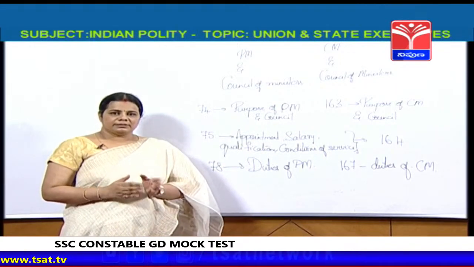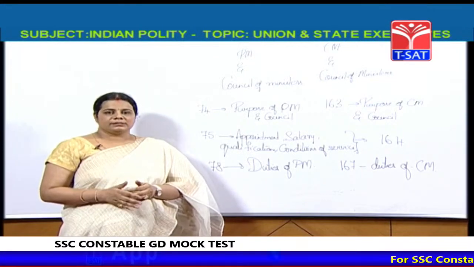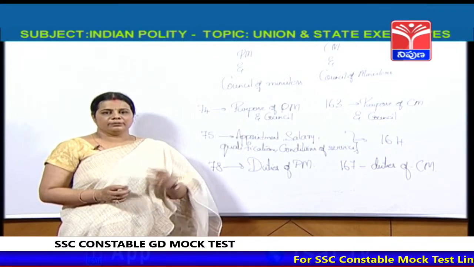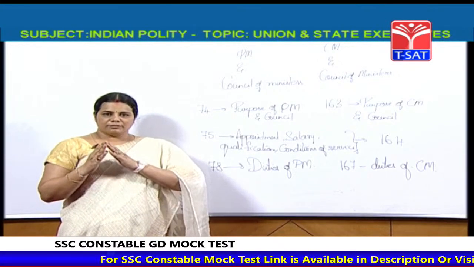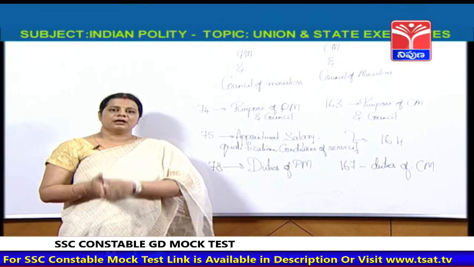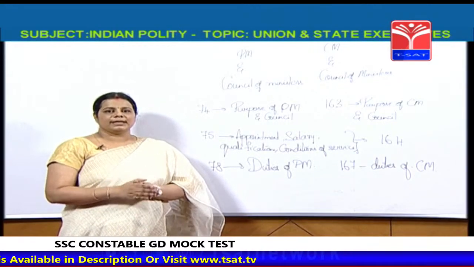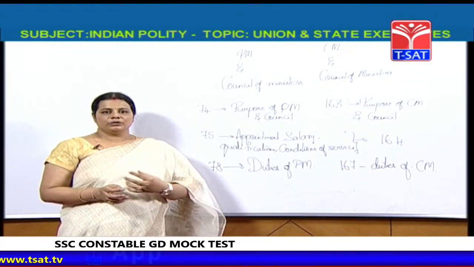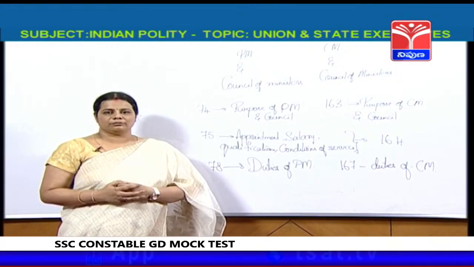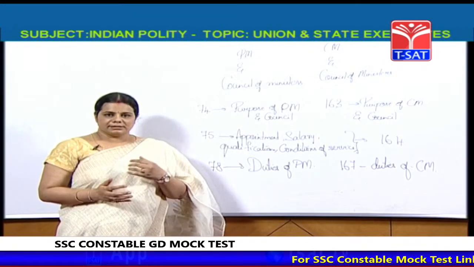The way the Prime Minister is a link between the Council of Ministers and President, the Chief Minister will also be a key link between the Council of Ministers and the Governor. That means the CM must inform the Governor of every decision taken by the Council of Ministers. The Governor will not have any direct communication with the Council of Ministers. Any communication he wants to have with the Council of Ministers must be routed through the Chief Minister. This is the first thing.